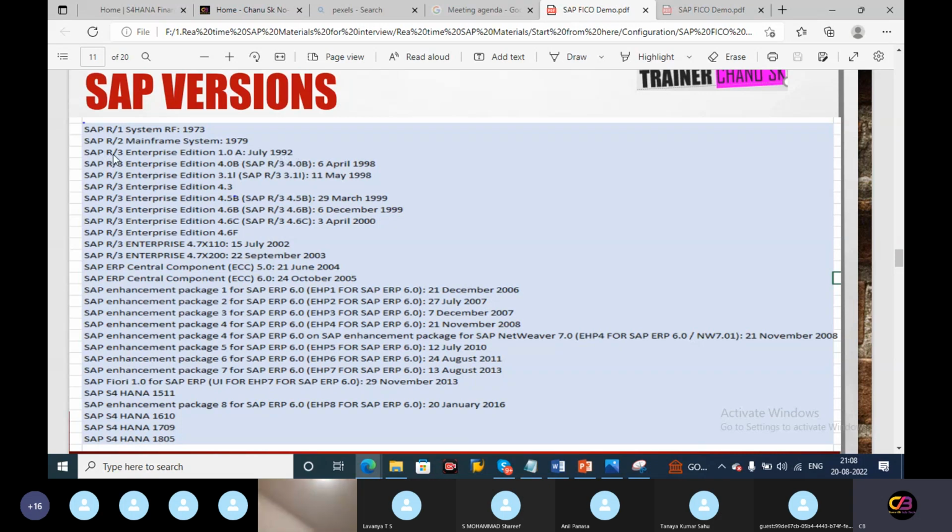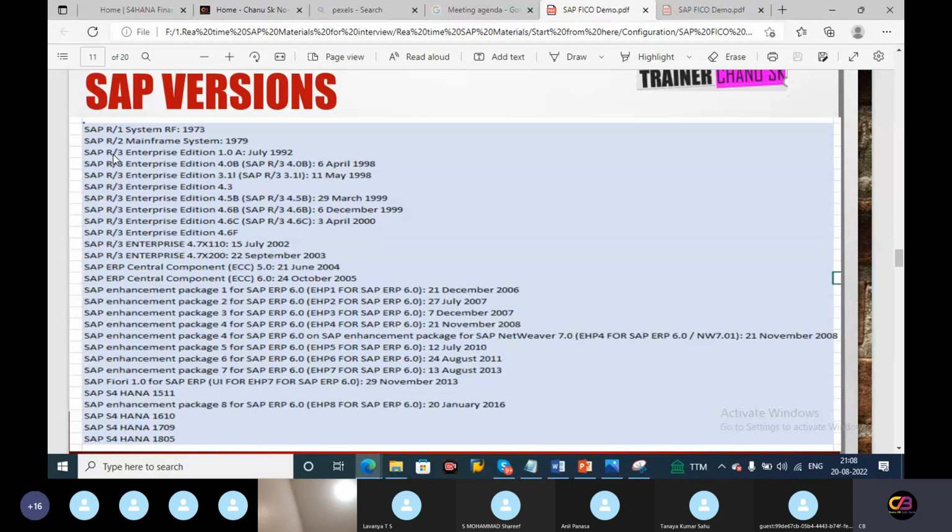I already told you SAP works on 3 servers. The 3 servers are one is the application server, second one is the production server, and third one is the database server. In the next class, I will deal with these servers at the S4 HANA level.